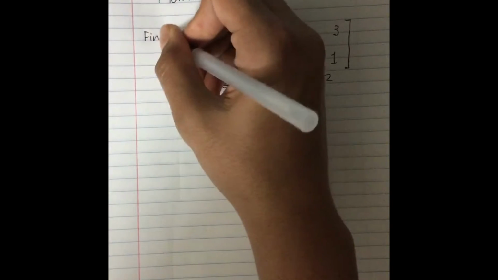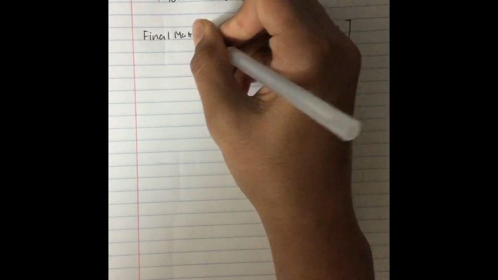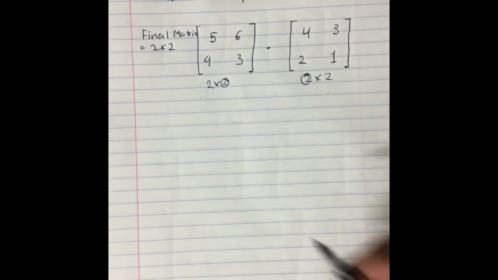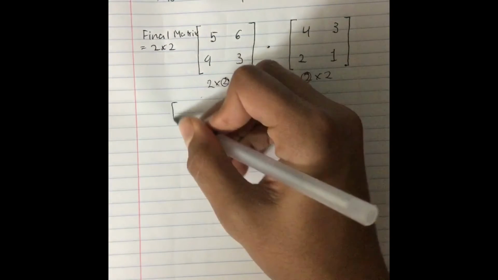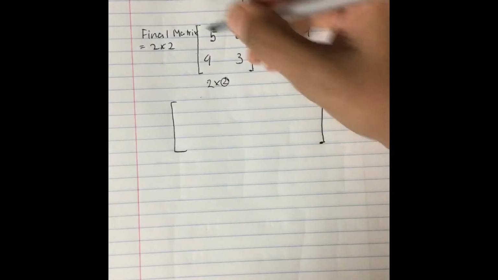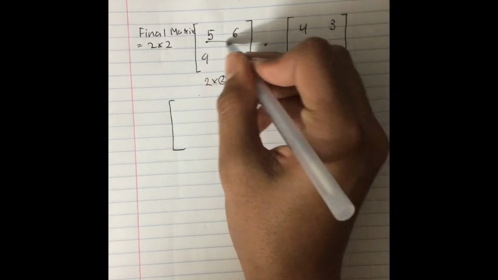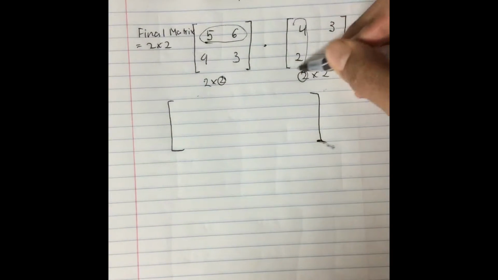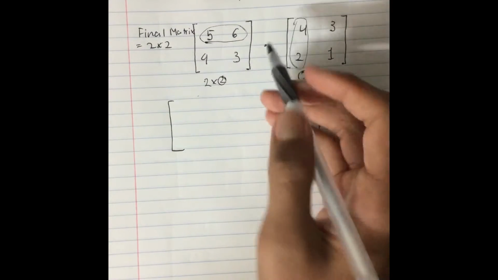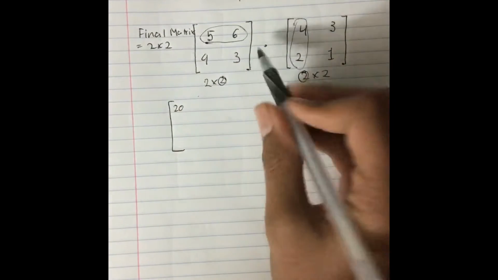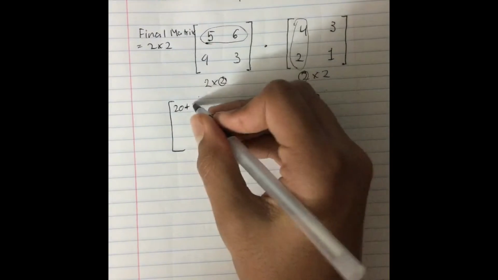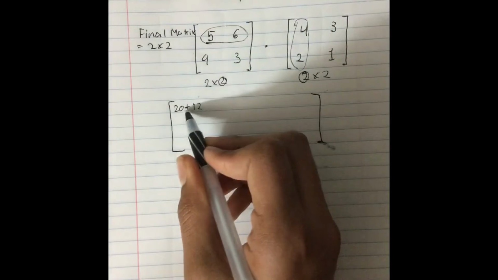So the final matrix is going to be equal to a 2 by 2. And we'll even check that later, just letting you know. So let's start off by multiplying these matrices. The first step is you want to multiply this first row by this first column. So what you do first is multiply the 5 by the 4, the first values. So it would be 20 plus 6 times 2, which is 12. And that'll be your first value in the 2 by 2 matrix.